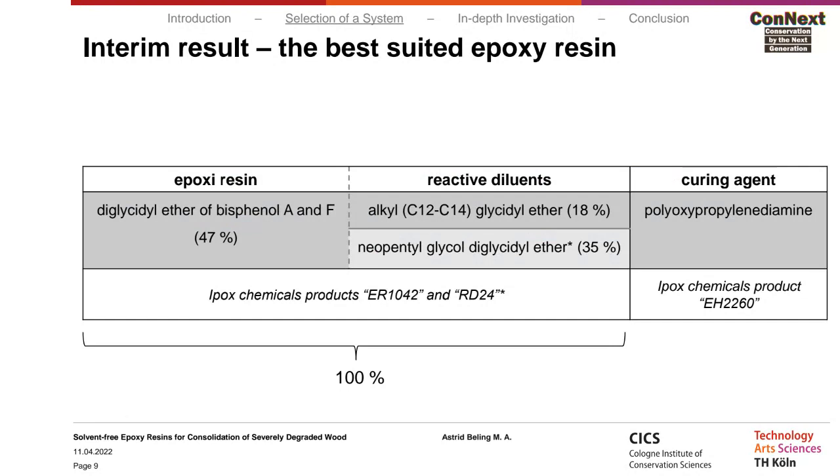To take the result ahead, on this slide you can see the epoxy resin which best met the requirements. It's free of volatile organic compounds, and it consists of standard epoxy resins out of diglycidyl ether of bisphenol A and F. It is diluted by as much as almost 50% with two different kinds of reactive diluent. This mixture got hardened by a curing agent out of polyoxypropylene diamine. Let us now have a closer look at the test results in detail.